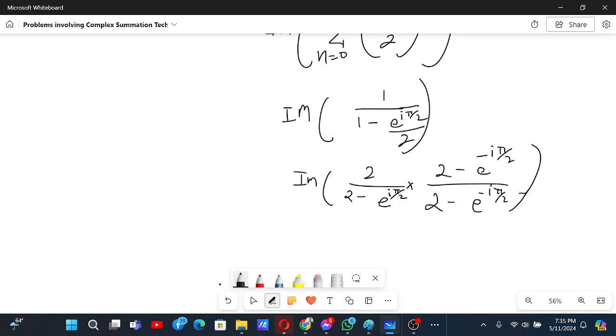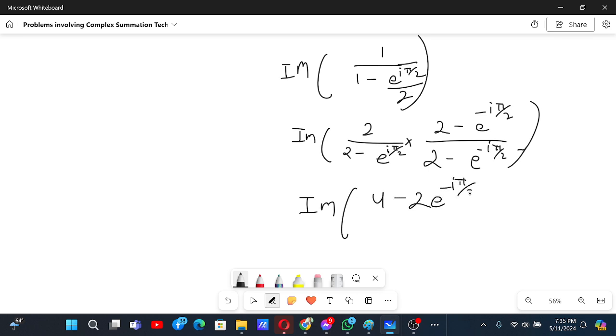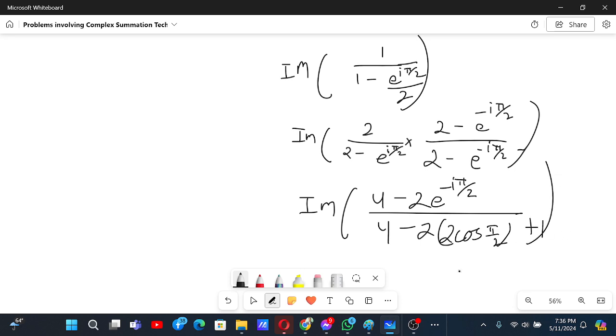Now this will be the imaginary part of 4 minus 2 e to the power minus i pi by 2 in the numerator, and in the denominator, this is 4 minus 2 times e to the power i pi by 2 plus 2 minus i pi by 2, which is basically 2 cos pi by 2, and then plus 1. Now the denominator is totally a real number. You can see that.